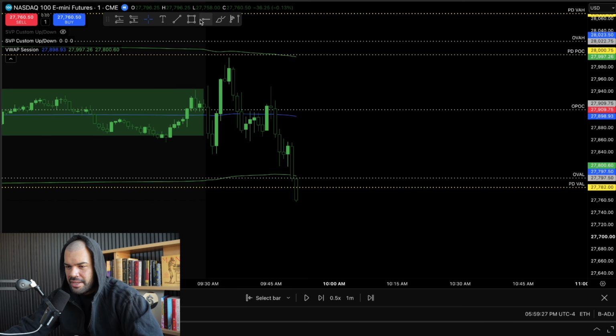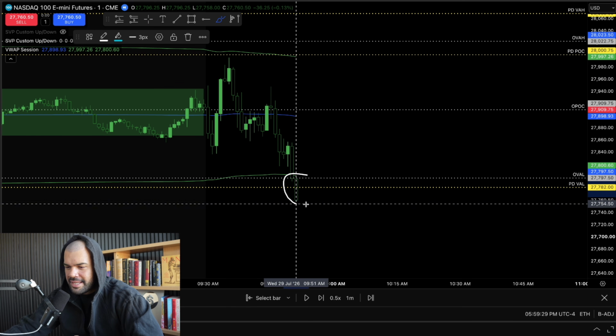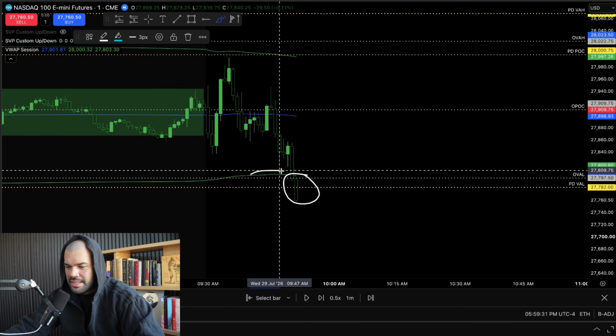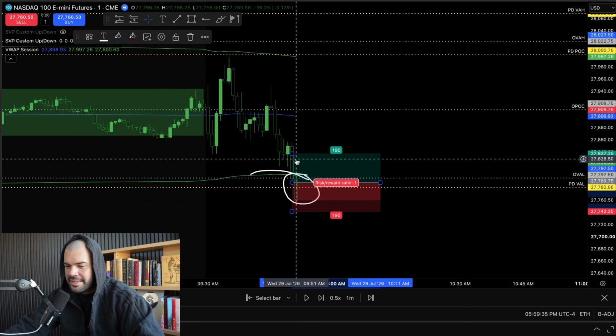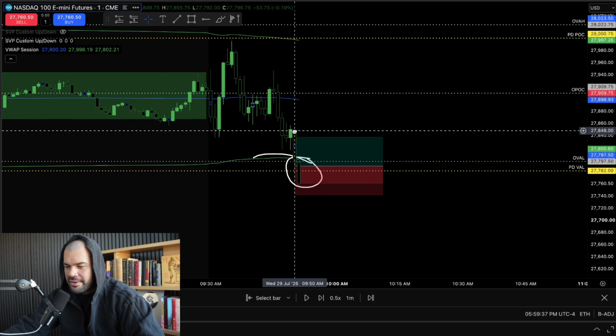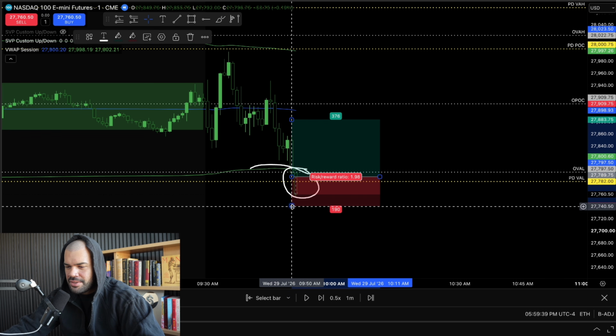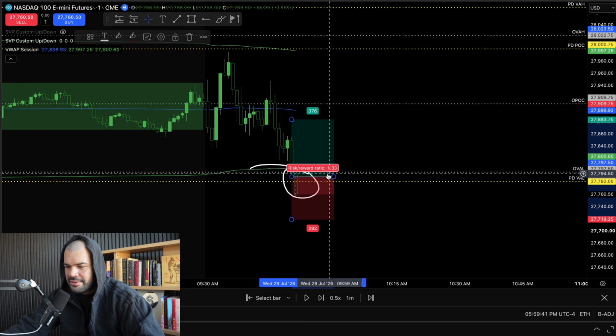You've got two value area lows stacked together, two discount levels stacked together, plus the lower VWAP band. So I'm sure a lot of you guys might have actually taken this setup for a long. That's a very, very good long setup. Okay, you've got 1, 2, 3 confluences stacked for a long there.